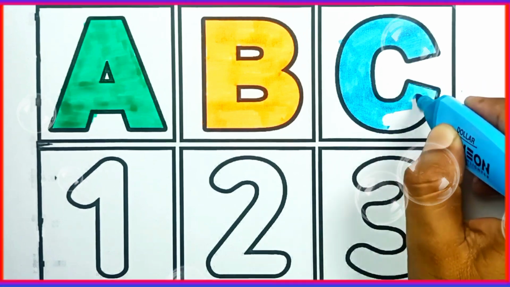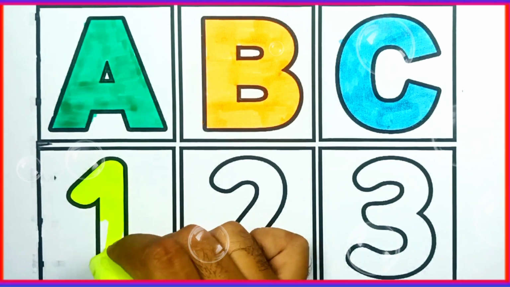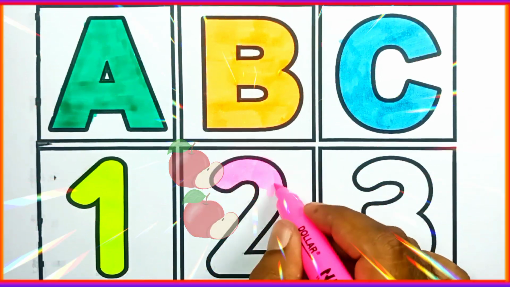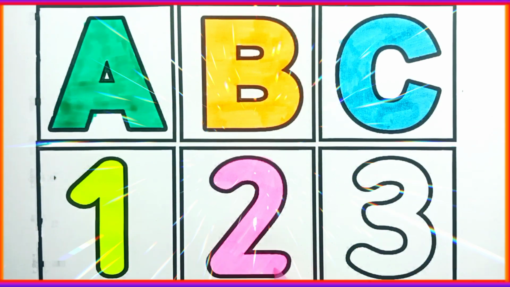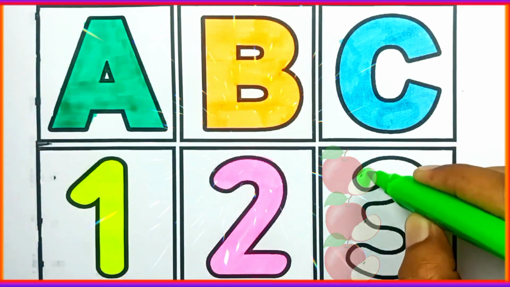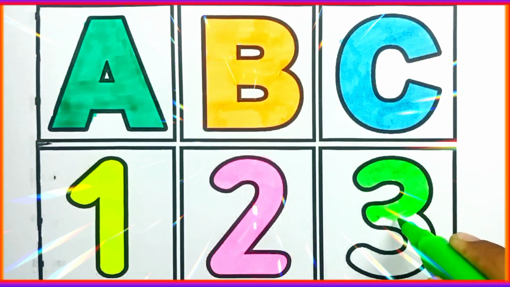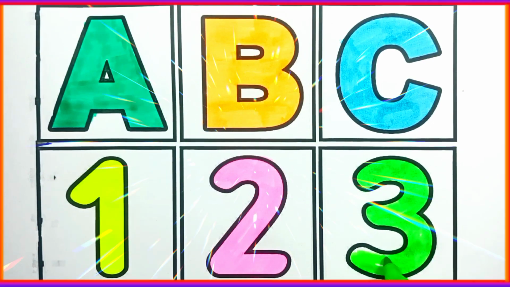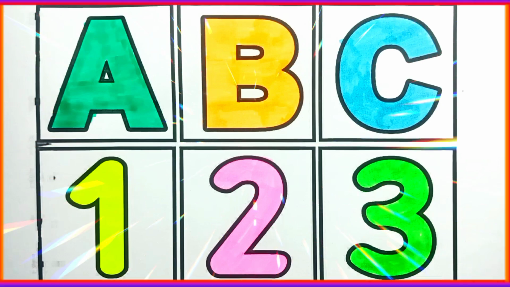A, B, C. One apple, two apple, green color, three apple. A, B, C, 1, 2, 3.